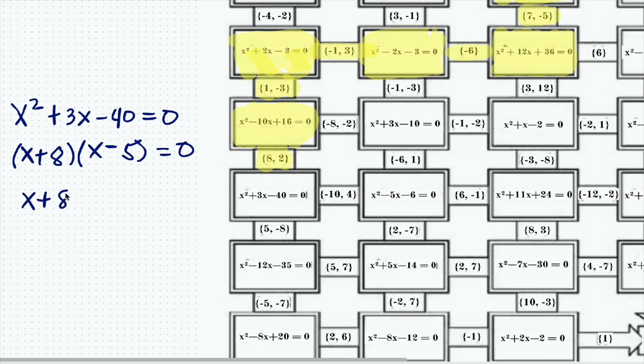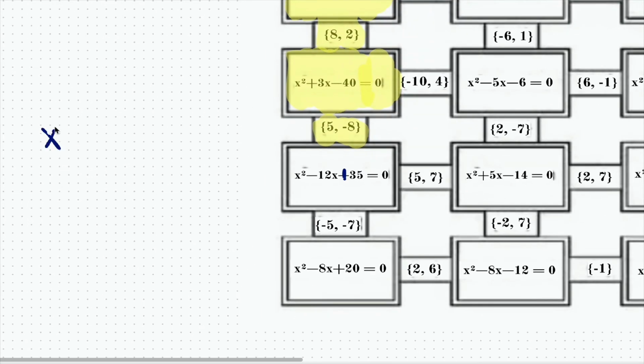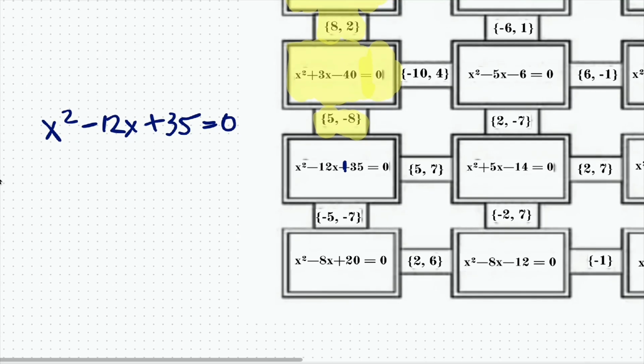Okay, the two answers must be: x plus 8 equals 0, x minus 5 equals 0, so x equals negative 8 and x equals positive 5, or vice versa. Now we have x squared minus 12x plus 35 equals 0. So that is our equation. Getting the factors, x times x, then we have 35.